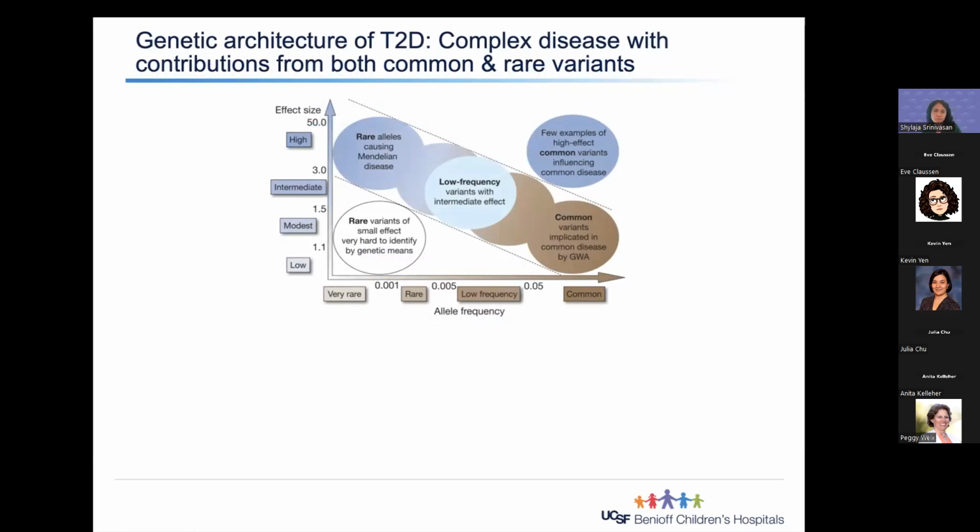The genetic architecture of type 2 diabetes is thought to be a combination of both common and rare variants. Common variants occur commonly in the population and are thought to have small effect sizes, and these are typically picked up on genome-wide association studies. Very rare variants with high effect sizes are typically single gene disorders that cause what we call traditional Mendelian diseases or monogenic diseases. We also think that there are certain lower frequency variants, not as common as the common variants, that have an intermediate effect and also influence common disease, such as type 2 diabetes.